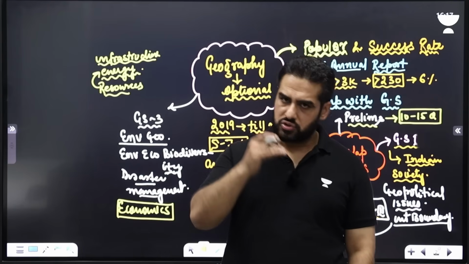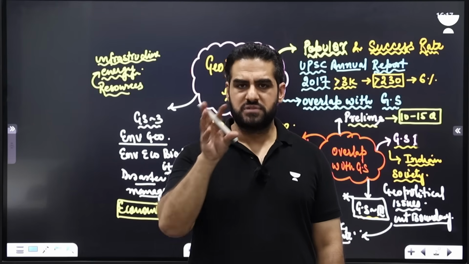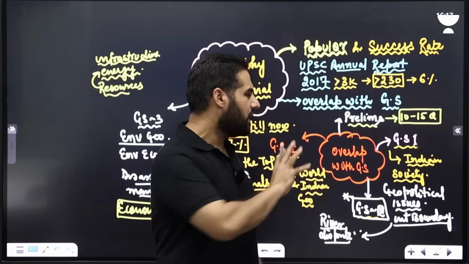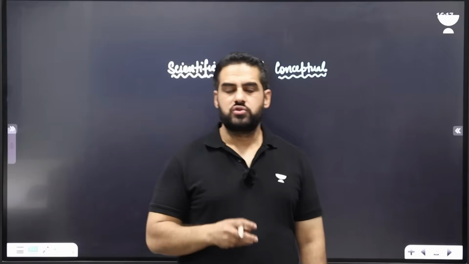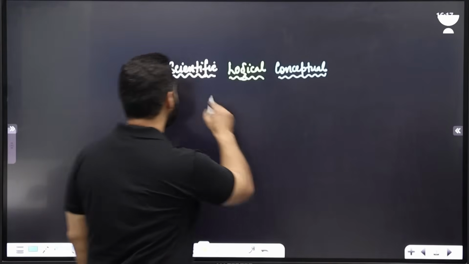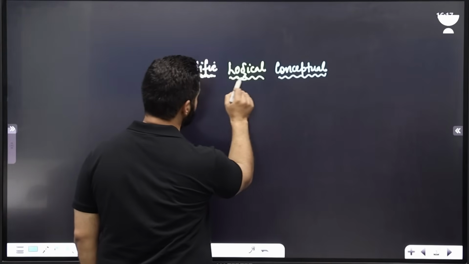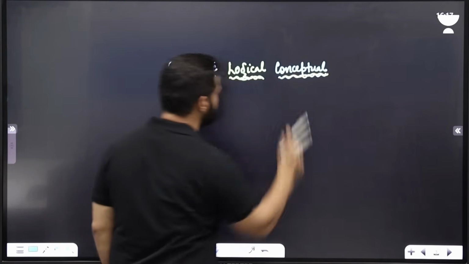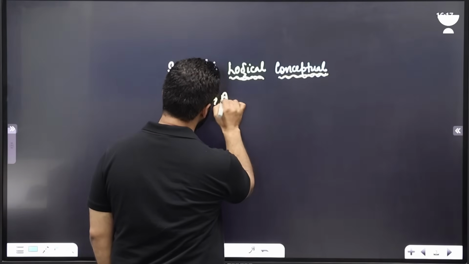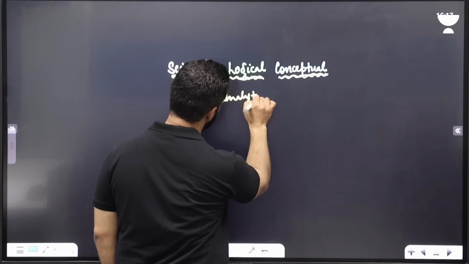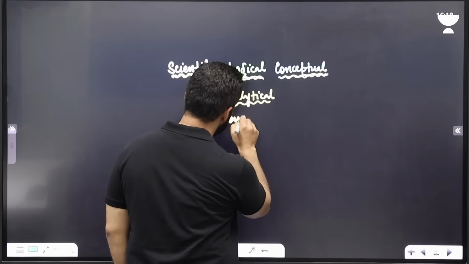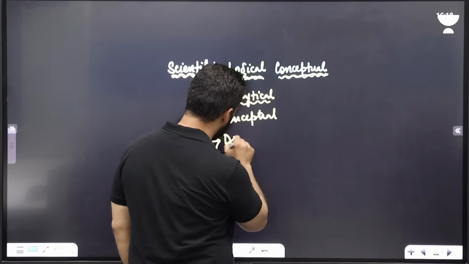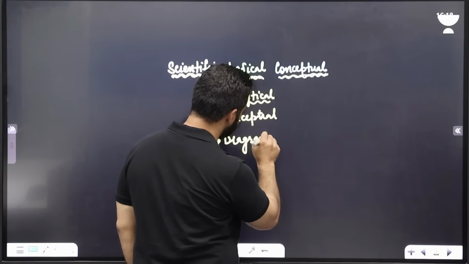Now this doesn't mean that there is no overlap of other optionals. Other optionals do also have overlap, but I am just focusing here on geography, how much overlap geography has with the GS. Geography optional is scientific, logical, as well as conceptual. It means analytical, conceptual, and diagram-based presentation.